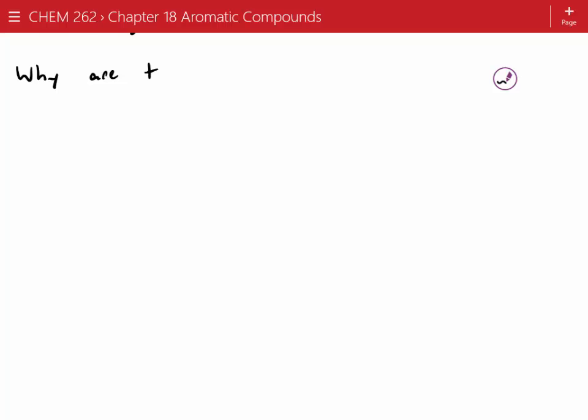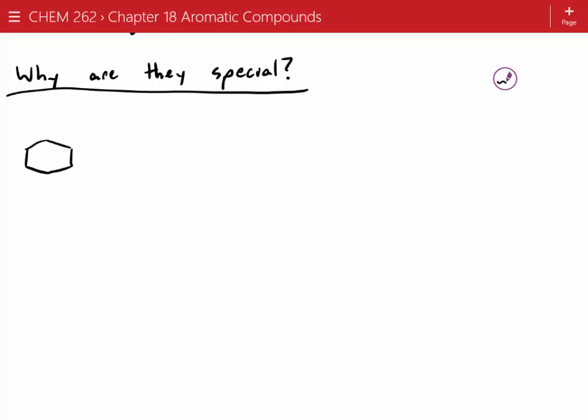So why are they special? Let's compare it to a normal alkene. Let's say we have this normal alkene and we want to hydrogenate it. So we can do hydrogen gas over a catalyst like palladium, and we can form cyclohexane. And if you do this in a bomb calorimeter, you can actually measure the heat of reduction here. And if you do this, the value is negative 120 kilojoules per mole.